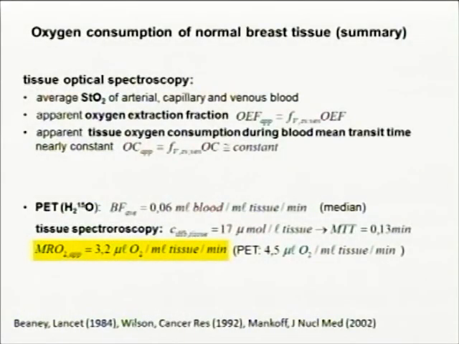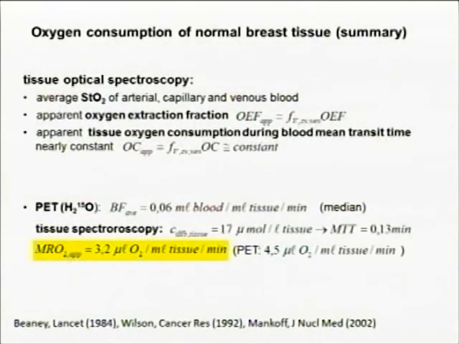So let me summarize on the tissue optical spectroscopy. On normal breast tissue, we measure a volume-weighted average of blood oxygenation over arterial, capillary, and venous blood. We measure an apparent oxygen extraction fraction related to the true one by this volume fraction. The same applies to the tissue oxygen consumption during blood mean transit time, and we know that this oxygen consumption is about constant over the entire cohort of patients.